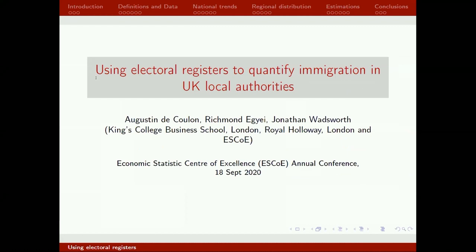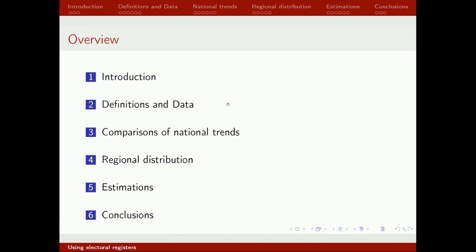So thank you very much. It's great to be able to present during this conference at ESCoE. What we want to do in this project is to introduce the use of a new administrative data for the measurement of immigration in the UK. In particular, we think this data has some potential for the measurement of immigration at local level, so local authority region. Most of our work is on local authority level.